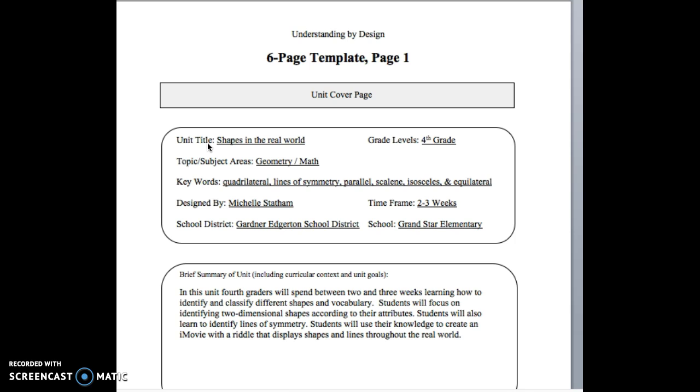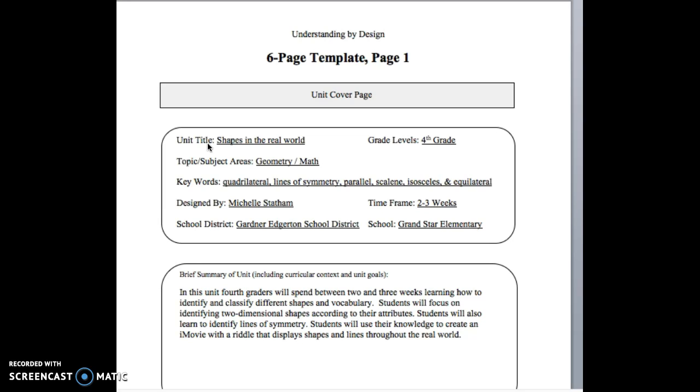The key words my students will be focusing on are quadrilateral, lines of symmetry, parallel, scalene, isosceles, and equilateral. In this 4th grade unit, my students will spend between 2 and 3 weeks learning how to identify and classify different shapes and vocabulary. Students will focus on identifying two-dimensional shapes according to their attributes. Students will also learn to identify lines of symmetry.